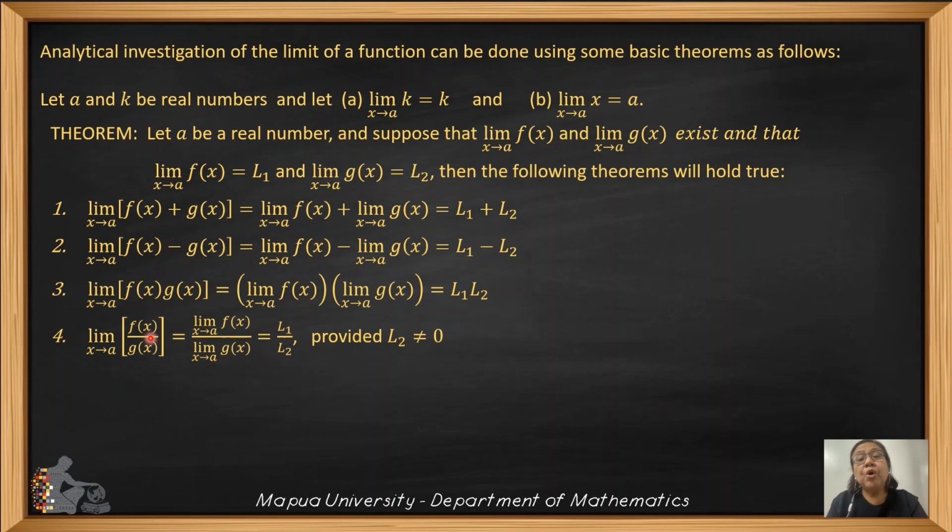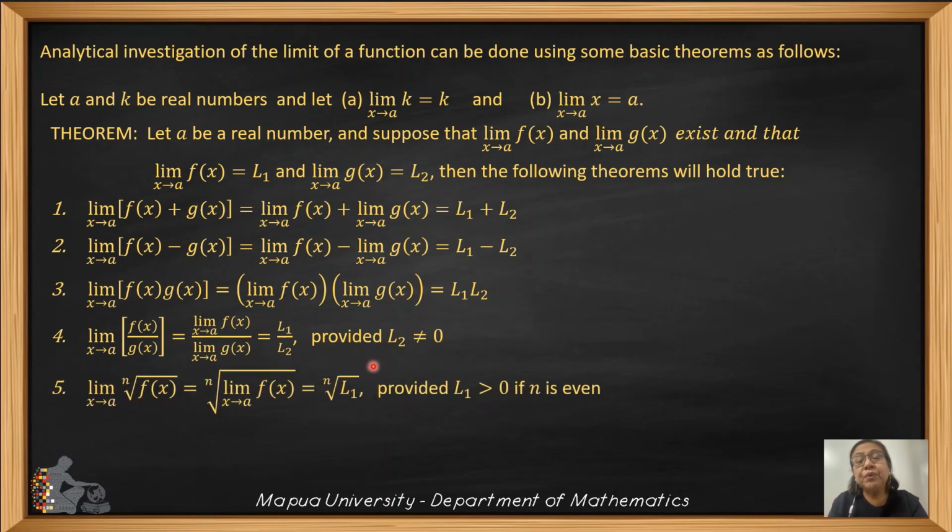The limit of the ratio of f of x divided by g of x as x approaches a is given by the limit of f of x as x approaches a divided by the limit of g of x as x approaches a, or we have L sub 1 divided by L sub 2, provided that L sub 2 is not equal to 0.